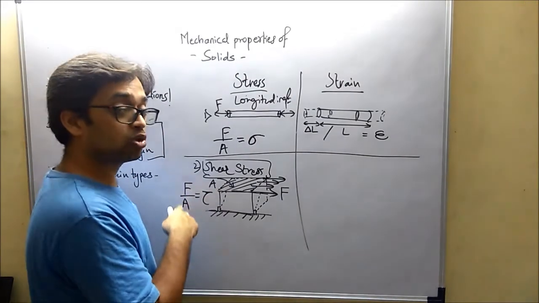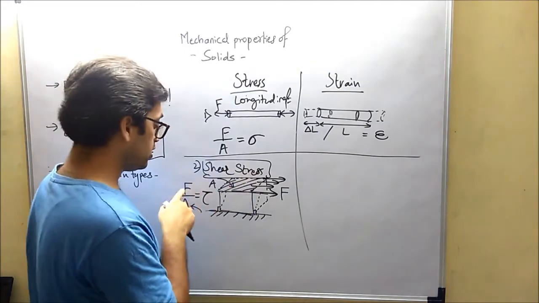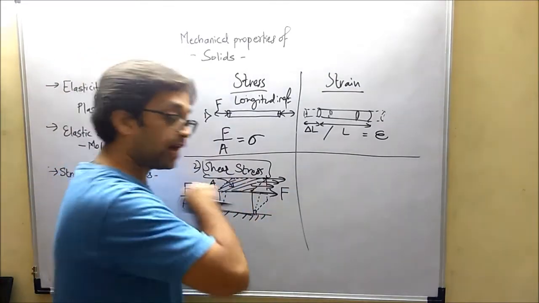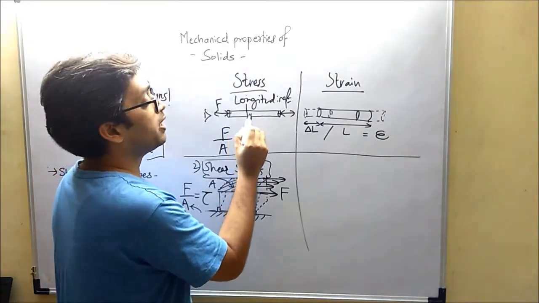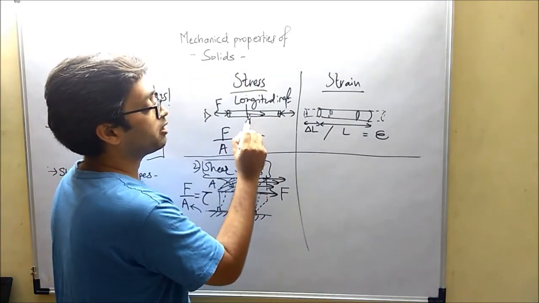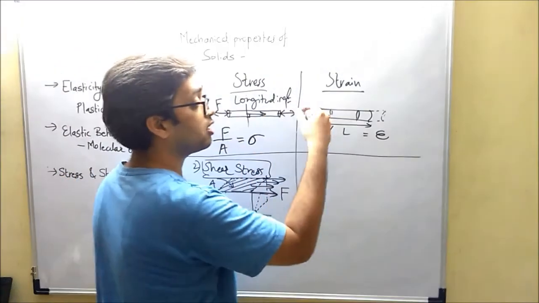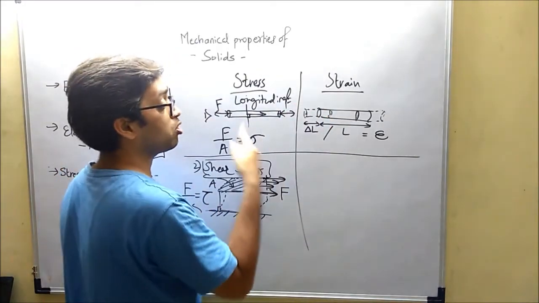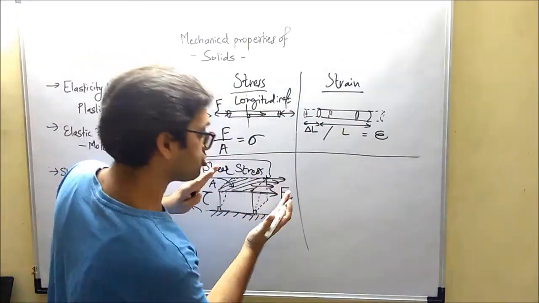The unit is the same, Newton per meter square, but area in here is the area at the top surface. That means the area which is parallel to the force being applied. Here the area was perpendicular to the force being applied, right? And that's the difference. So here it was called longitudinal stress and longitudinal strain because they were happening along the length. In here they are called shear stress.